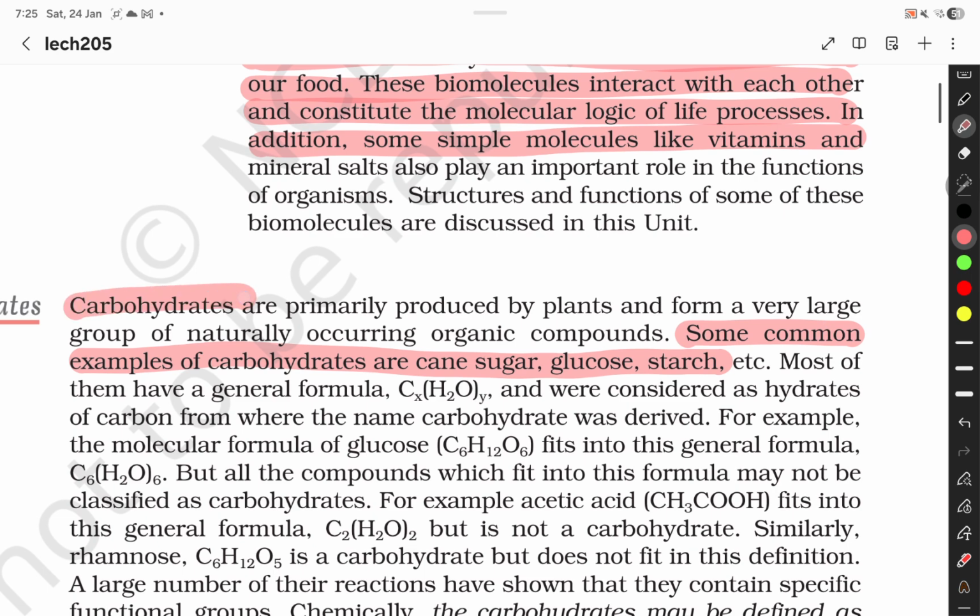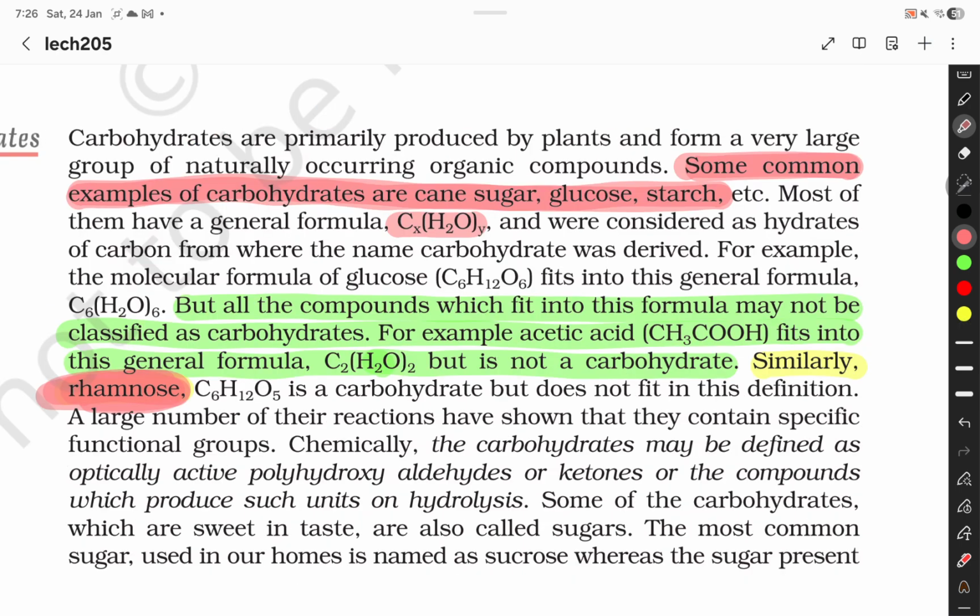The second paragraph has carbohydrates, which are primarily produced by plants and form a very large group of naturally occurring organic compounds. Some common examples of carbohydrates are cane sugar, glucose, starch. We have the formula of carbohydrates, which is CxH2yOy. Glucose fits it, but acetic acid does as well, so it's not always true. And rhamnose does not fit this formula.